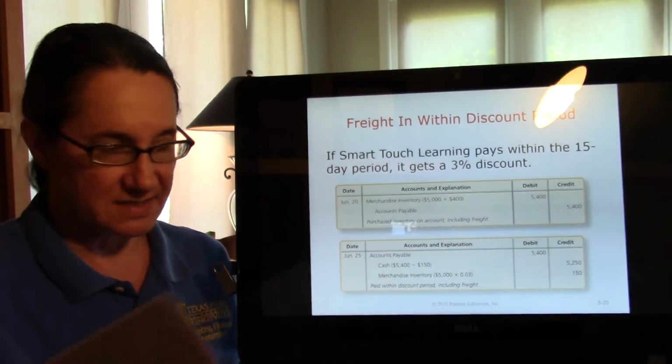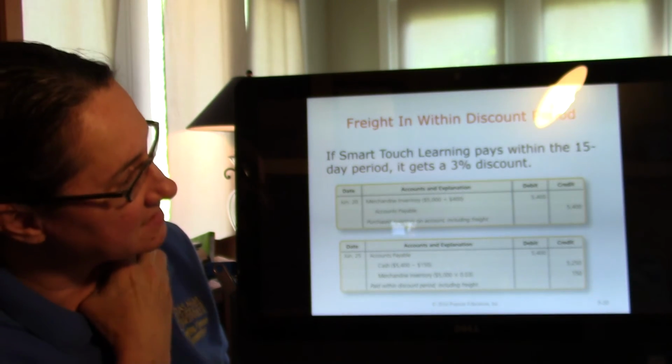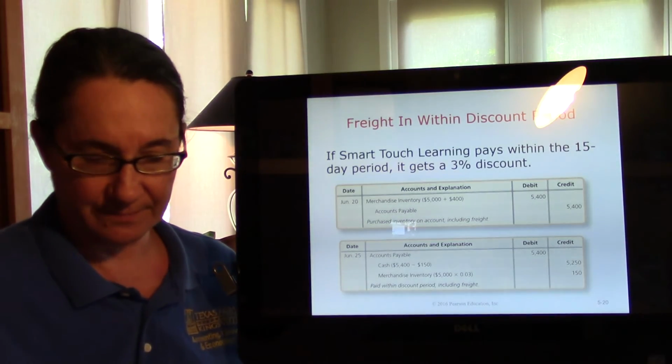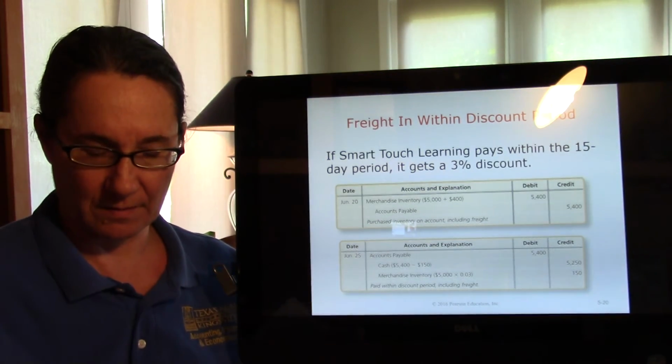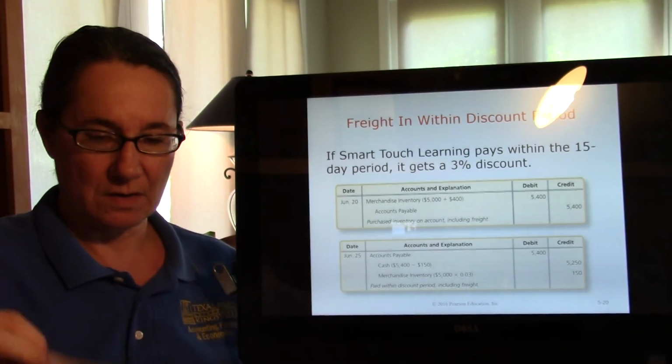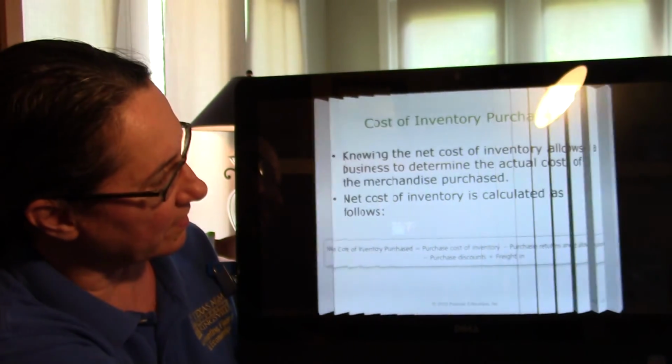So let's talk about freight in within the discount period. So here's the example of freight in within the discount period. No, wait. We already talked about that, right? Sorry, I'm going the wrong way.